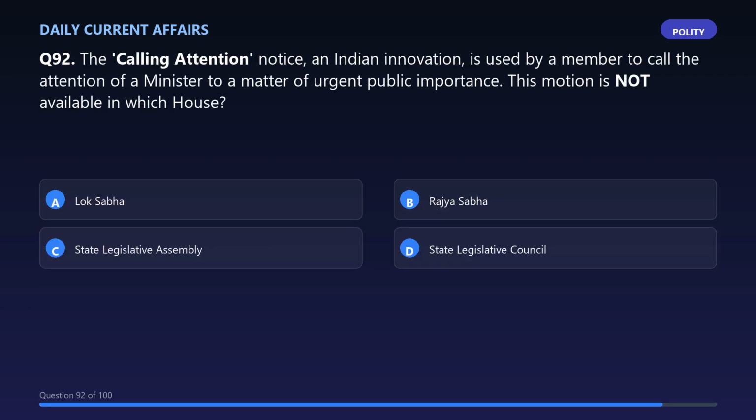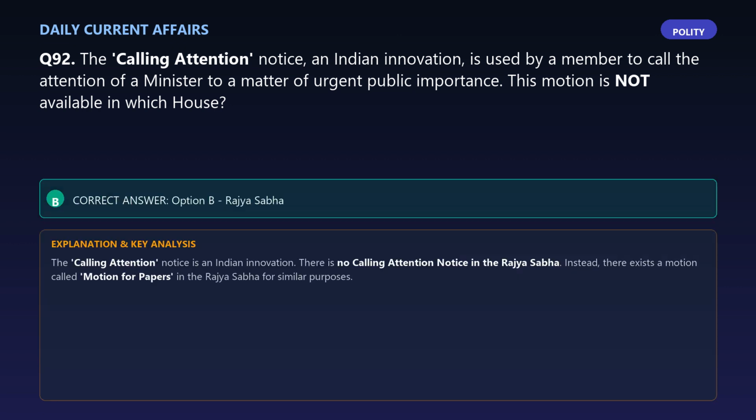Question 92. The calling attention notice, an Indian innovation, is used by a member to call the attention of a minister to a matter of urgent public importance. This motion is not available in which house? The correct answer is option B, Rajya Sabha. Explanation: The calling attention notice is an Indian innovation. There is no calling attention notice in the Rajya Sabha. Instead, there exists a motion called motion for papers in the Rajya Sabha for similar purposes.